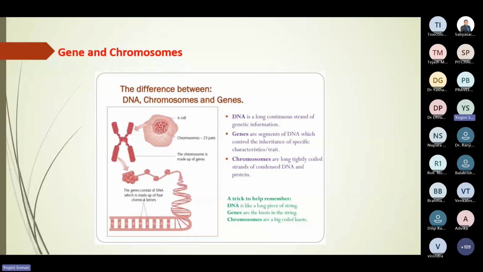In simple, layman language, the DNA is like a long piece of string. The genes are the knots in the string, and the chromosomes are like a big coil of the knots.